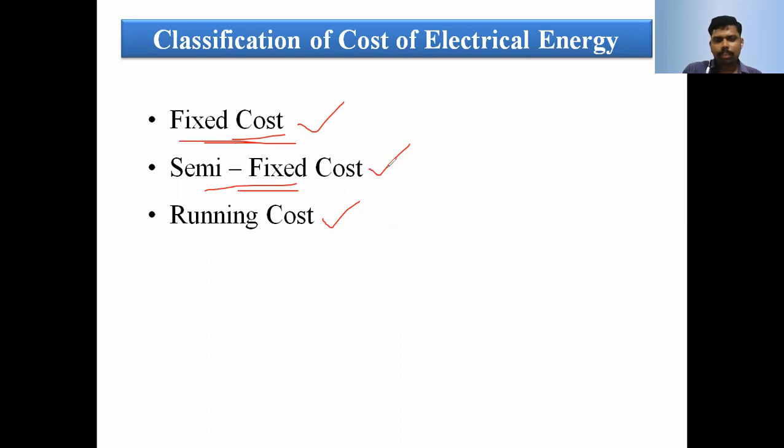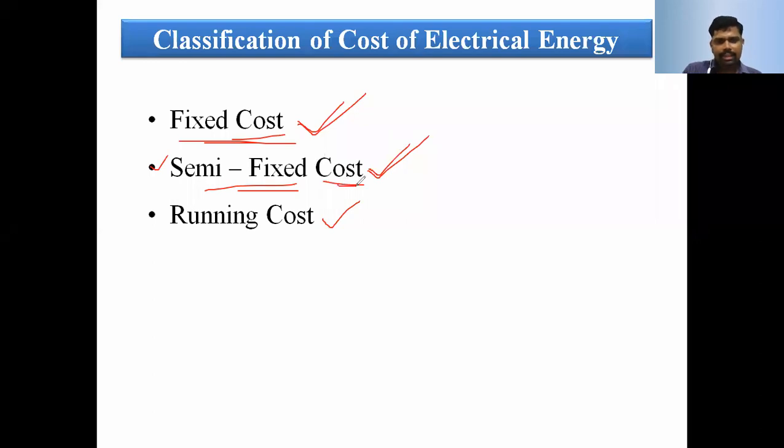varying with load. Based upon the load, it is dependent on the generation of electricity, but fixed cost is independent of the generation of electricity, whereas the semi-fixed cost is dependent on the generation of electrical energy. Semi-fixed cost is nothing but the wages, that is, the labor we need to pay. For a well-trained or highly educated person, the salary bill is different. For an uneducated or untrained person, the salary bill is different.